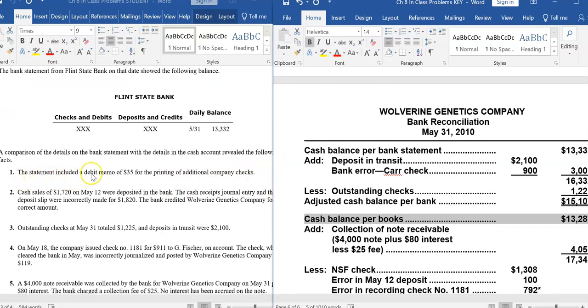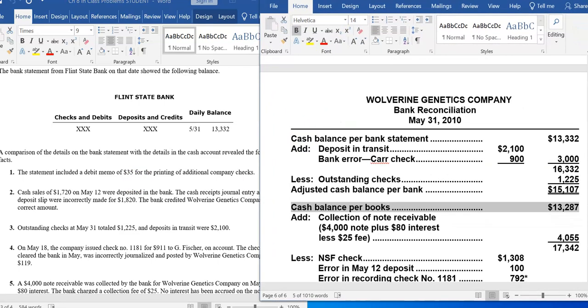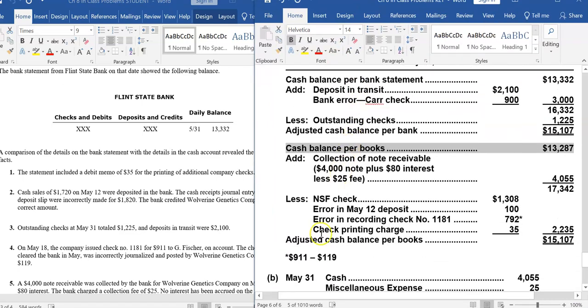The first one, the statement included a debit memo of $35 for the printing of additional company checks. So the first thing we need to ask ourselves is which side has not recorded this debit memo? If this debit memo was included on the bank statement, the bank already has recorded it, which means the books have not recorded it yet. It is a charge, a debit memo of $35 for the printing of additional company checks. All right, that means we need to show that as a decrease on the book side of the reconciliation. Okay, because we didn't know about it, we haven't recorded it in the books yet.